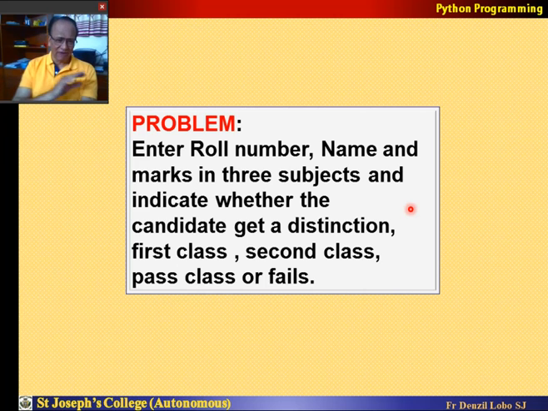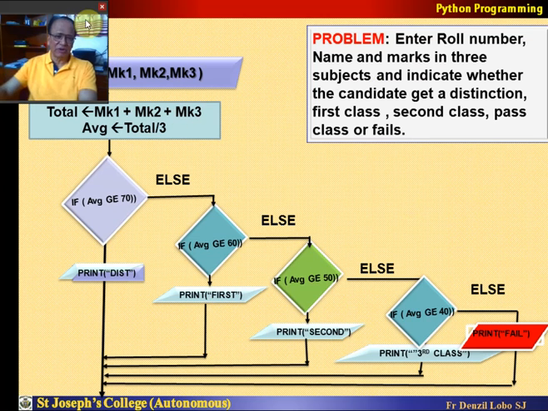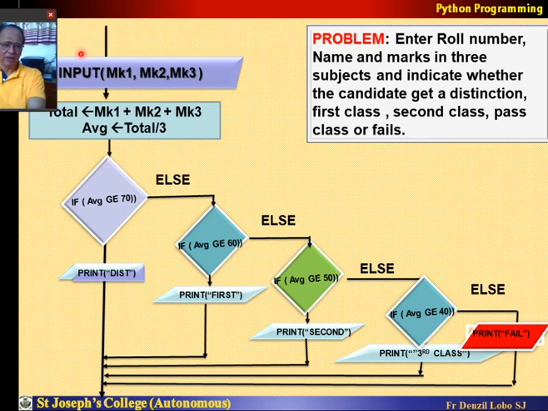So we shall find the average, and from the average let us decide. Above 70 he gets distinction, 60 to 70 first class, etc. Or if he gets less than 40 in average he fails. Later we will modify the same problem and make it a little more complicated. So what we do is first we have to input mark 1, mark 2, mark 3.